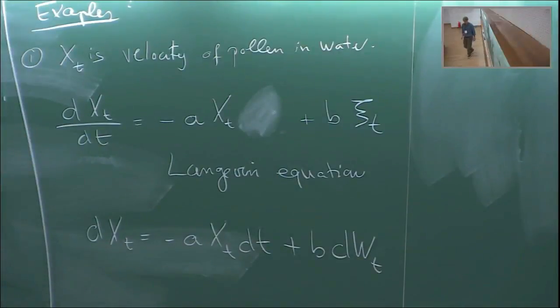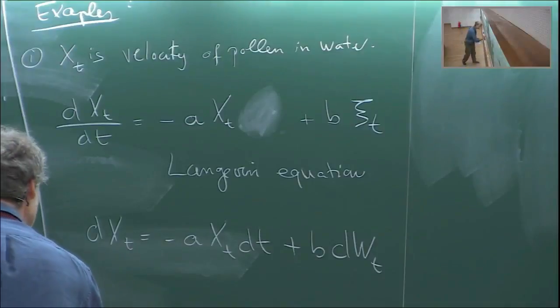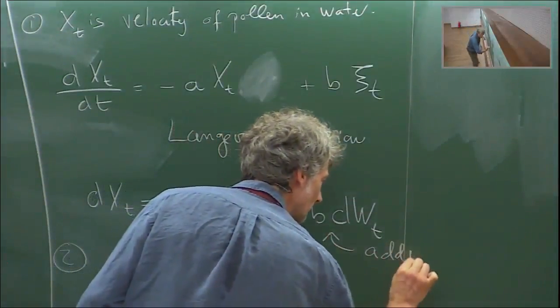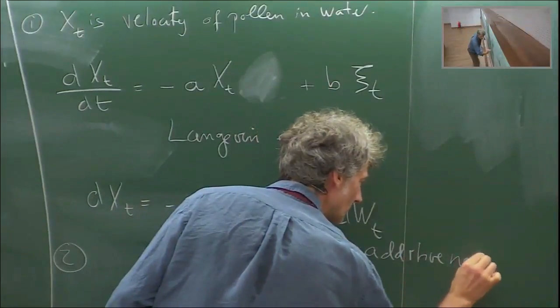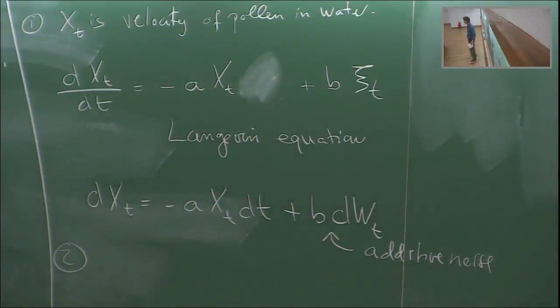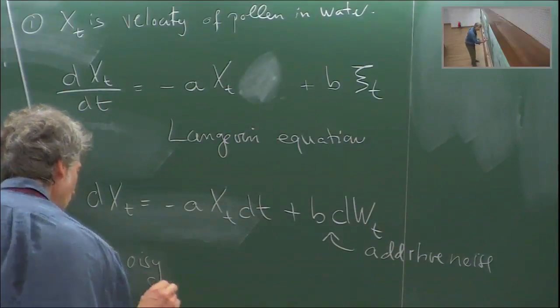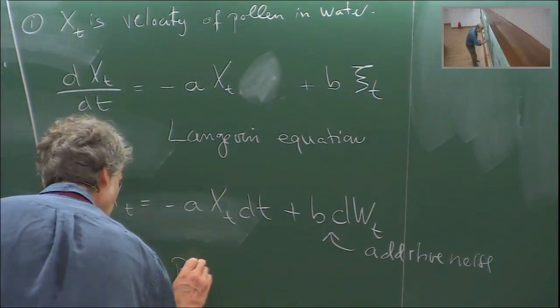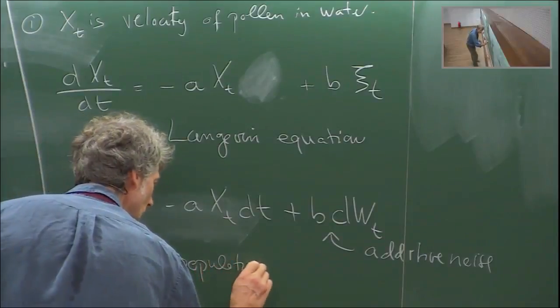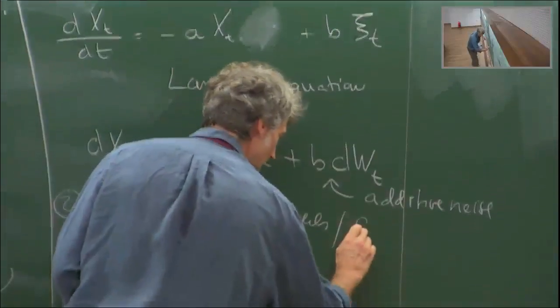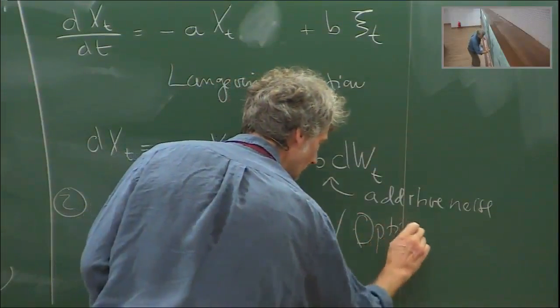The second example: here you note that this is what's called additive noise, so the diffusion coefficient does not depend on the X, does not depend on the process. But there are other processes that you may know that have multiplicative noise. So these are noisy population models, or, if some of you are familiar with financial mathematics, it's also used in option pricing.